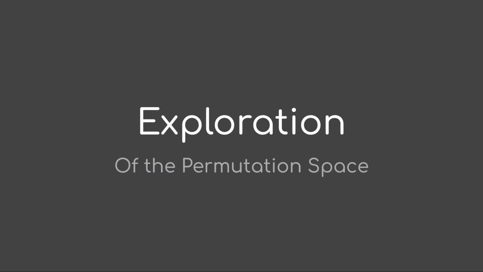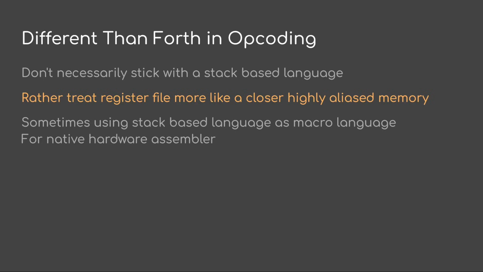I spent a lot of time exploring the permutation space around Forth, specifically more around ColorForth, and seeing what variations could be made. One way I varied from Forth was in an opcode encoding. I don't necessarily stick with a stack-based language. Sometimes I treat the register file more like a closer, highly aliased memory. Sometimes I use a stack-based language, however, as a macro language, say for a native hardware assembler. And sometimes I mix a stack-based language with something that has arguments. For instance, having a word have arguments after the word and still use it like a stack-based language.